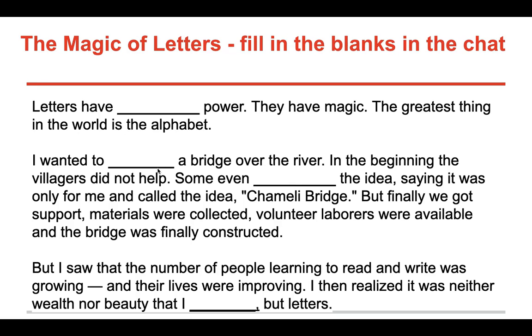I wanted to blank a bridge over the river. In the beginning, the villagers did not help. I wanted to blank a bridge over the river. I wanted to build a bridge over the river. I wanted to construct a bridge over the river. That would make sense to me.